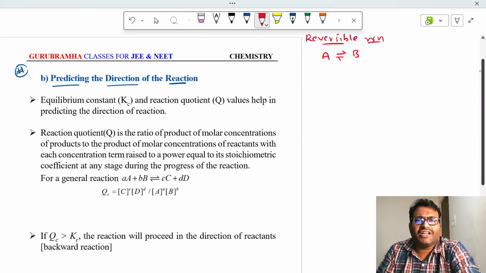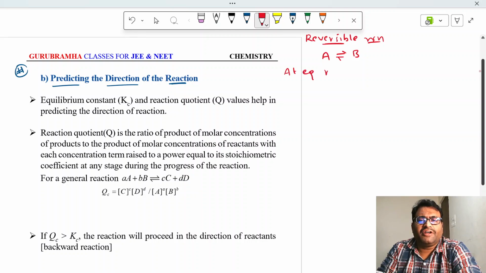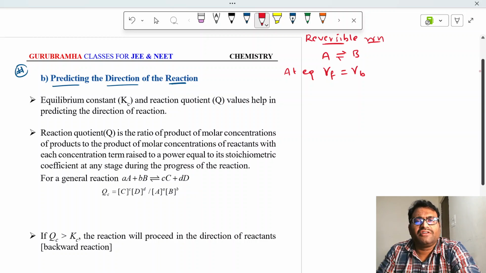Then at a certain time, you will find that the rate of the forward reaction is equal to the rate of the backward reaction. And that is what is called equilibrium, the state of equilibrium. What is equilibrium? It is a stage or state at which the rate of the forward reaction is equal to the rate of the backward reaction. That means reactant A is converting into B and B is converting into A. So at equilibrium, RF is equal to RB. What is R? Rate. F means forward reaction, RB means rate of backward reaction.